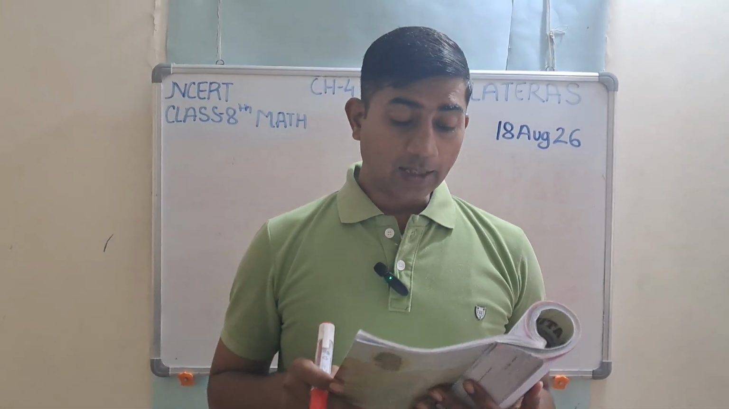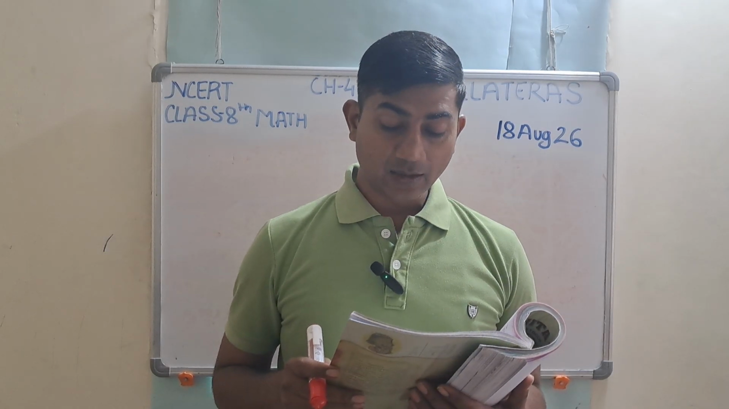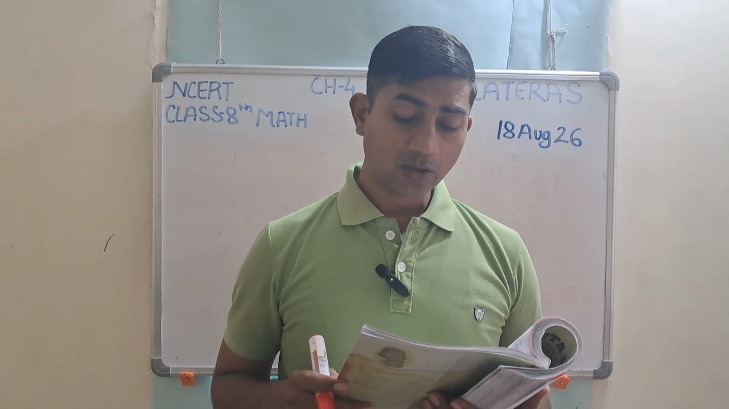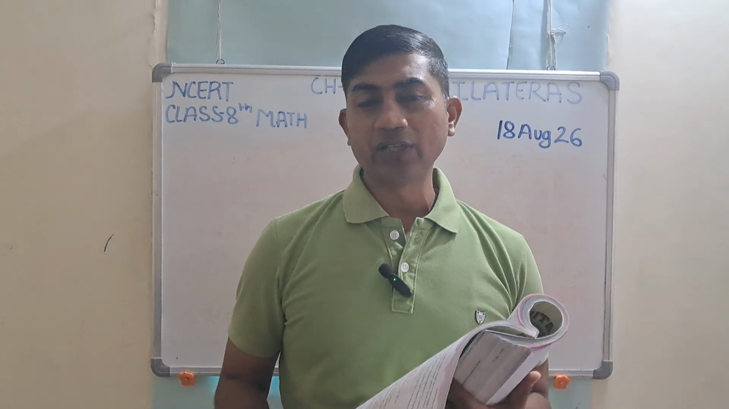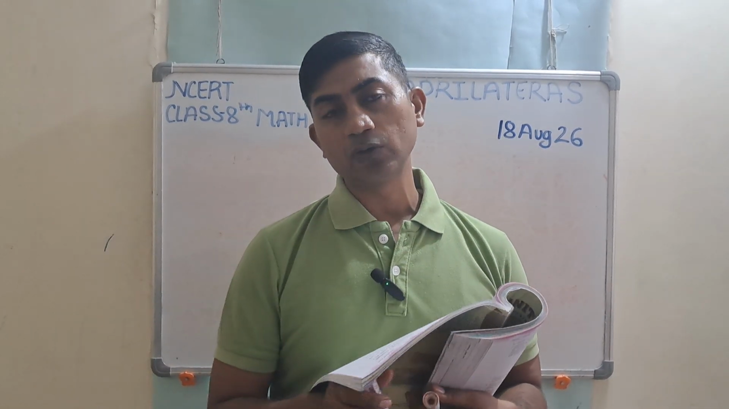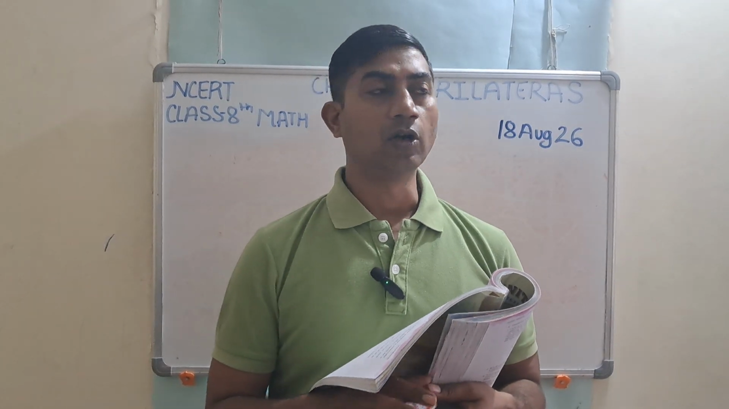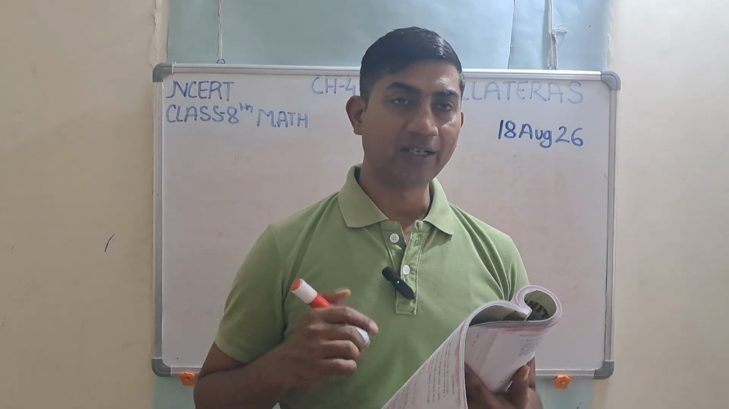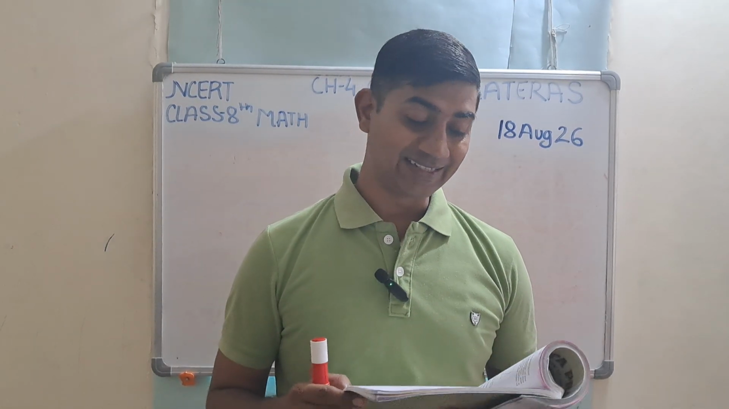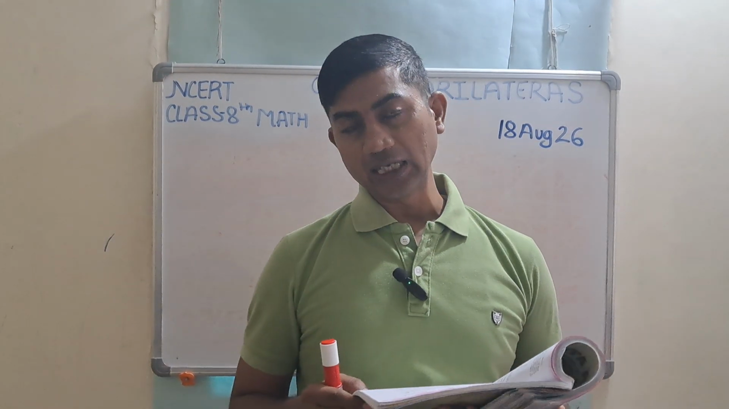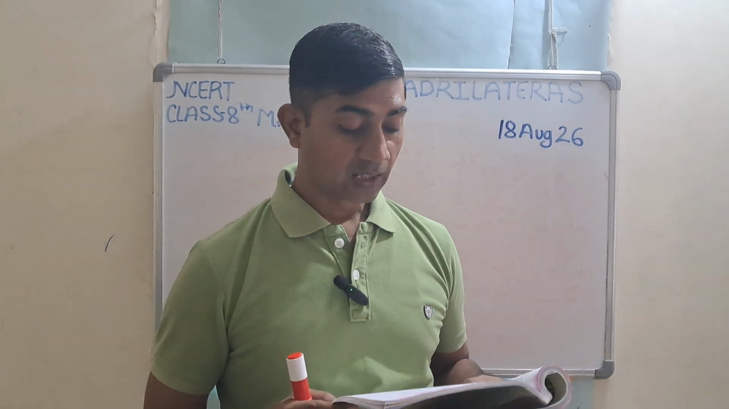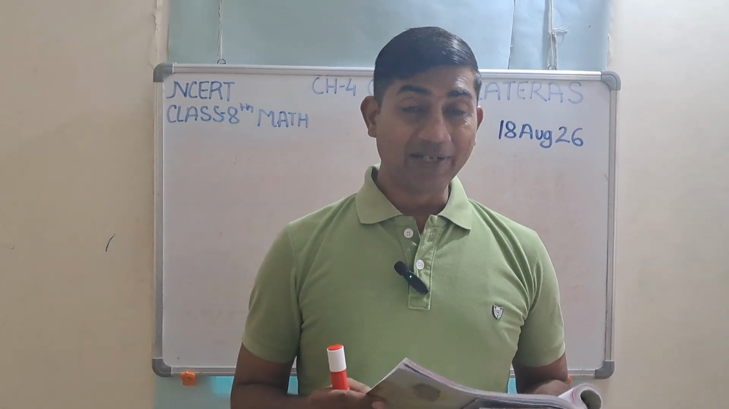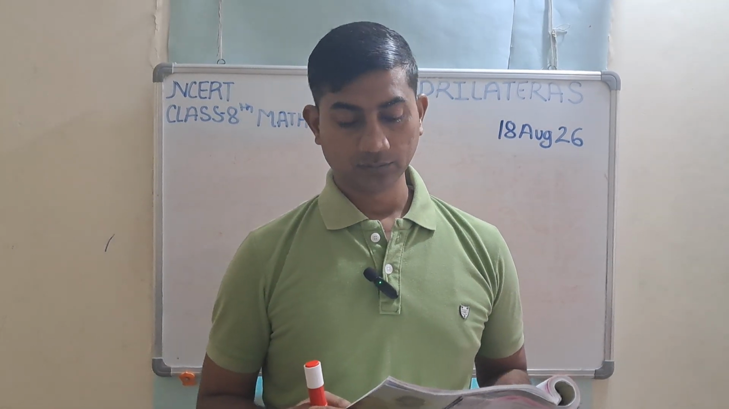Now we'll see the third one. What is third one? A quadrilateral whose diagonals bisect each other must be a parallelogram. Yes. We know that a square is also a parallelogram. We know that a rhombus is also a parallelogram, and we know that a rectangle is also a parallelogram. So the answer is yes, it is definitely a parallelogram. Understood? If the diagonals bisect each other, it means it is a parallelogram.